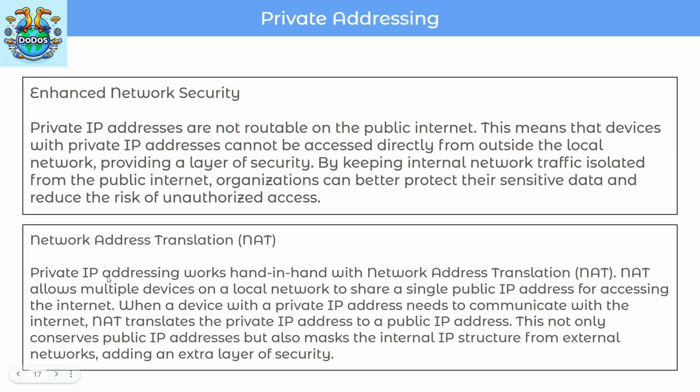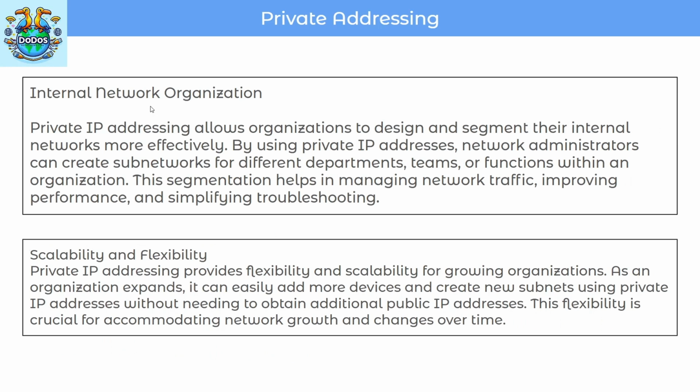And then there's NAT. Private IP addressing works hand in hand with network address translation, or NAT. NAT allows multiple devices on a local network to share a single public IP address for accessing the internet. When a device with a private IP address needs to communicate with the internet, NAT translates that private IP address to a public IP address. This not only conserves public IP addresses, but it also hides the internal IP structure from external networks, adding an extra layer of security.